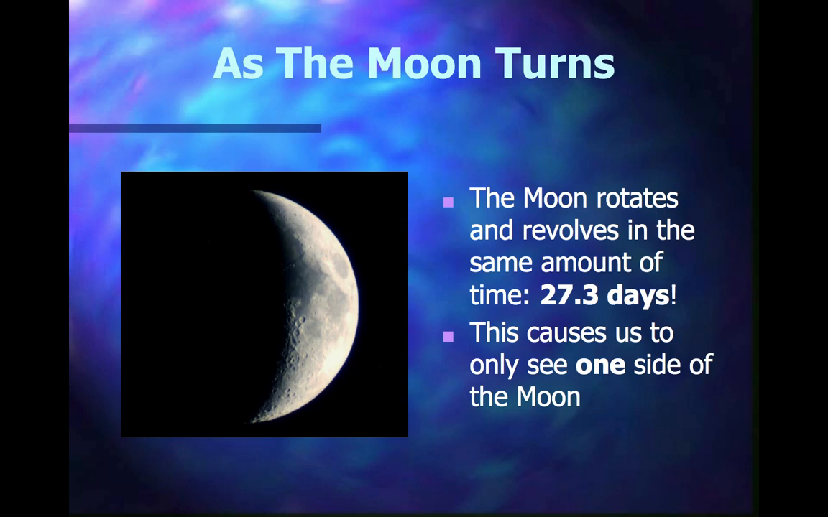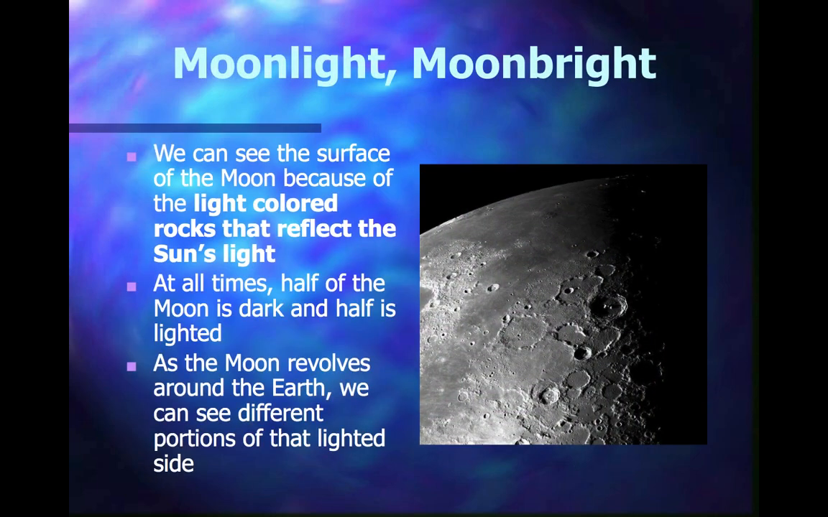All right, so as the moon turns, the moon rotates and revolves in the same amount of time, 27.3 days. So almost a month, not quite a month, but almost. This causes us to only see one side of the moon. We can see the surface of the moon because of the light-colored rocks that reflect the sun's light. So the moon is, as you all know, a grayish white color, and it looks like it's glowing in the night sky. It's super bright, and that's because it's actually reflecting the sun's light.